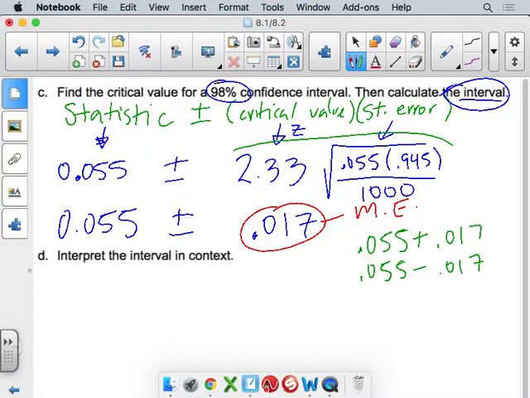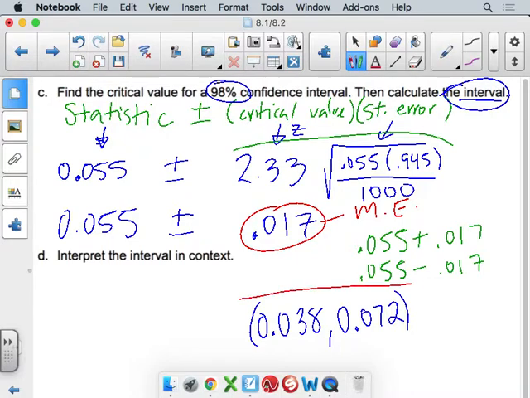When you do that, you get a low number and a high number. The low number is 0.038, so about 3.8%, and 0.072 for about 7.2%. And so what does this interval mean? This is my interval, and so interpret what this means.